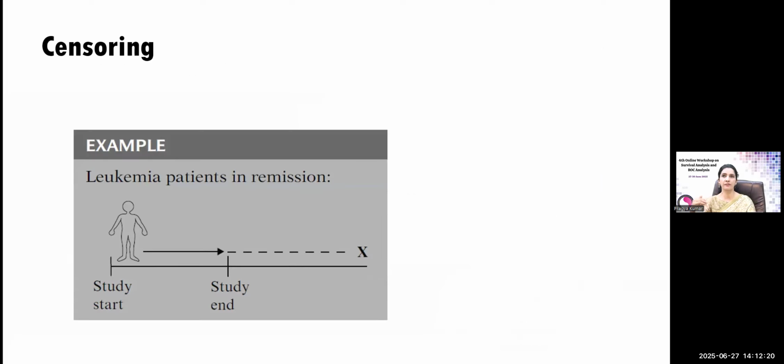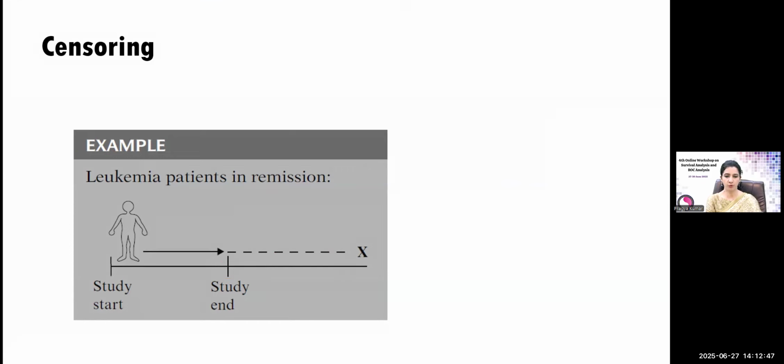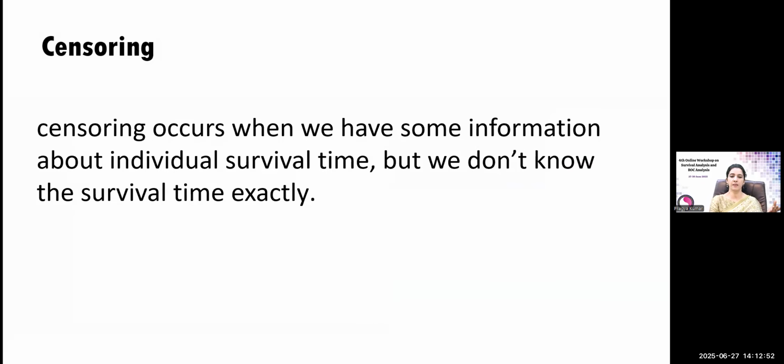So how do we define censoring? For example, in this case, you can see that the study has started and the study ends at this particular time period. This is a leukemia patient, and your event is remission, so time until remission. But this person was not here; the study ended before. So this is an example of censoring.